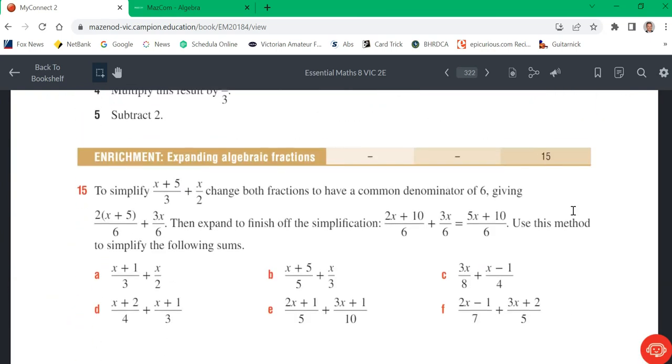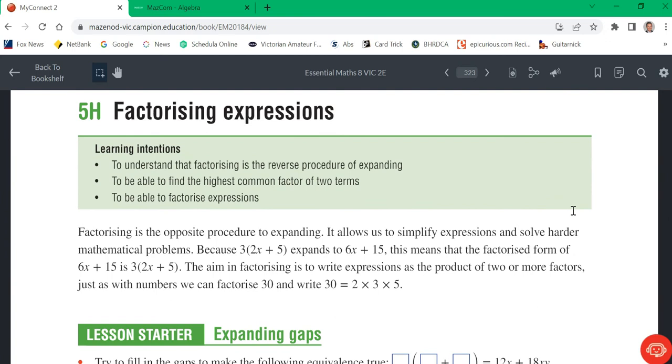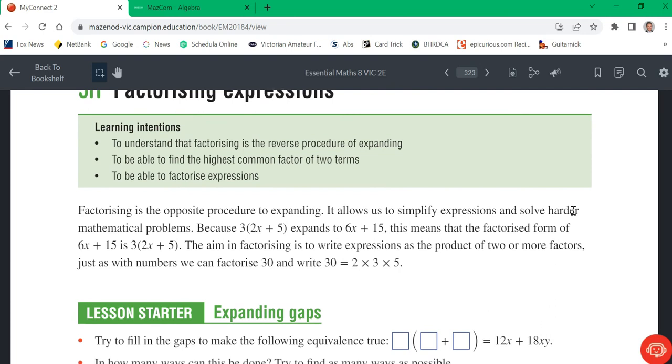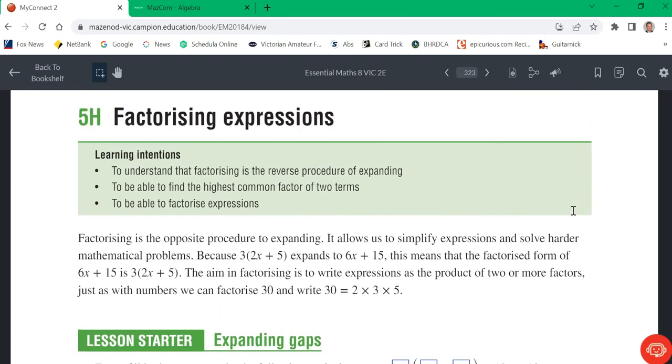And that brings us up to 5H, which is factorizing, which is the exact equal and opposite, or opposite and equal, which is called the inverse in mathematics. So what we're doing here is, instead of multiplying out a bracket, we're going to be putting a bracket in. If we have an example like 6x plus 15, the highest common factor will be 3, because it goes into both 6x and 15. It can't be x because there's no x in 15. So it's 3 bracket 2x plus 5. 3 goes into 15 5 times.